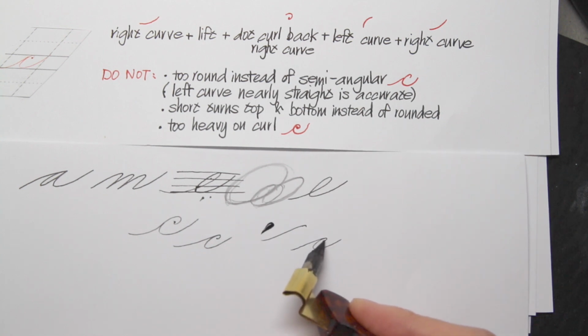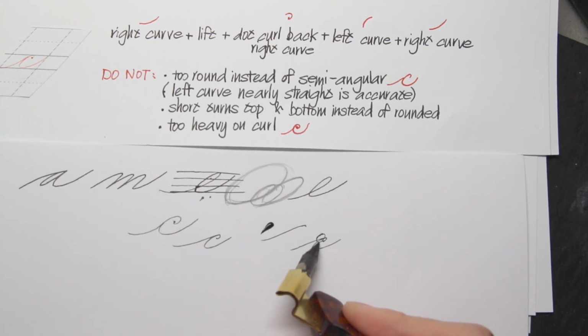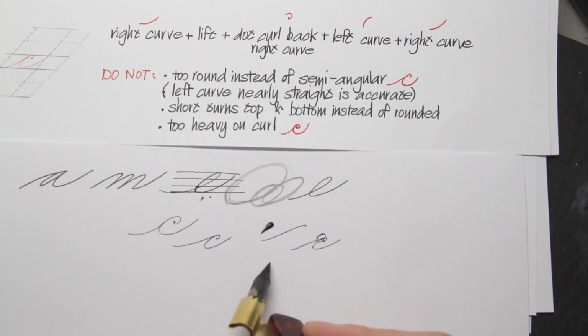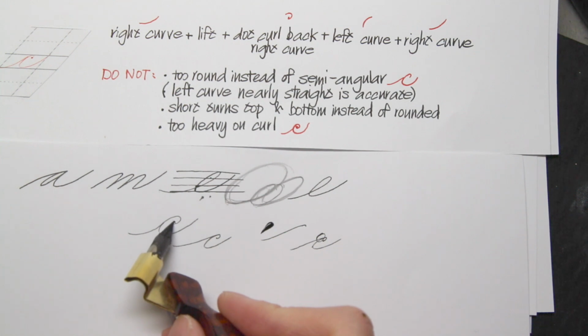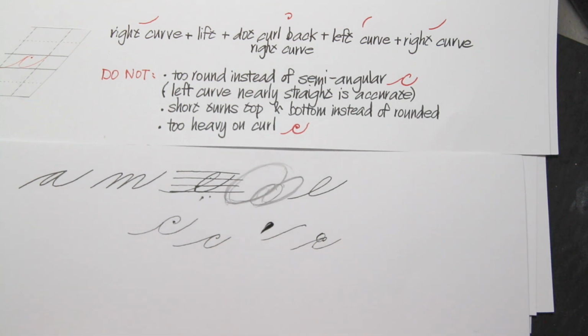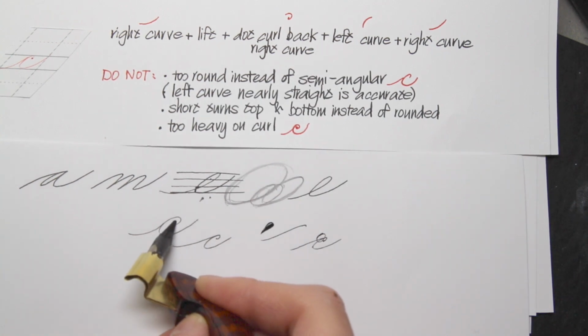But make sure, if you do that, since you're retracing this, that I cannot tell that this has been retraced. It needs to look like a hairline. Make sure on the curl that you're not doing it too heavily. It's just there, delicately existing. It's not a heavy dot.